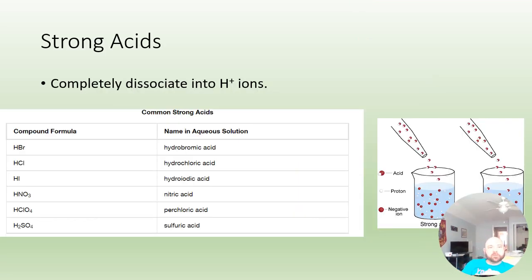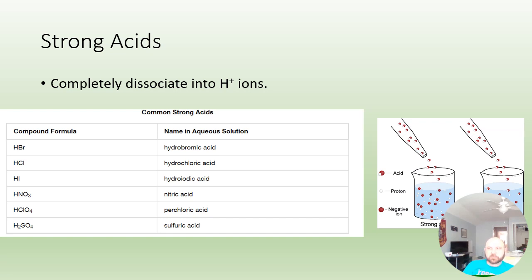So since we've established that acids are compounds that dissolve into water to give us H plus ions, it is pertinent to take a break and talk about the difference between strong acids and weak acids. Unlike ionic compounds that dissociate 100% when they dissolve in water, acids don't necessarily always follow that same pattern. The acids listed here on this table do. They are called the strong acids.